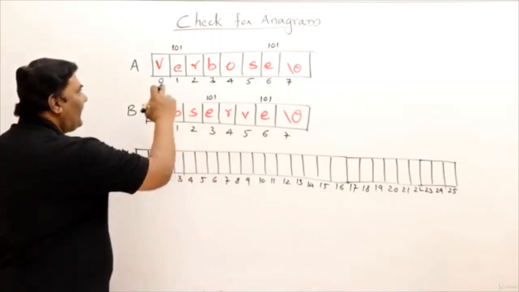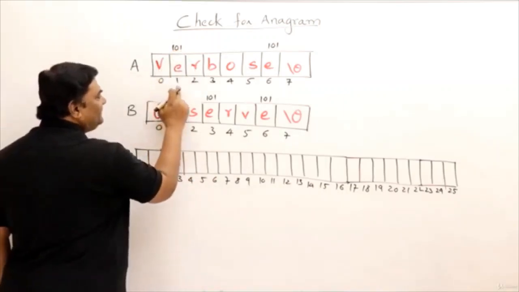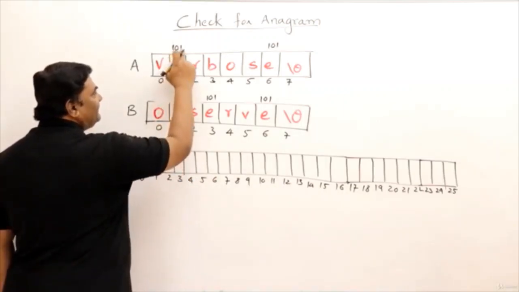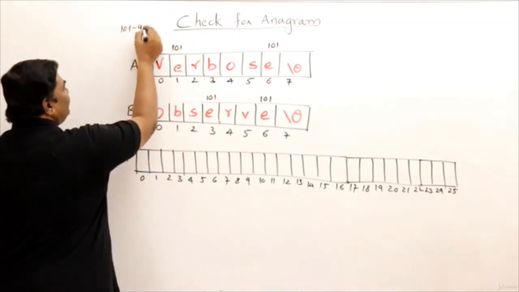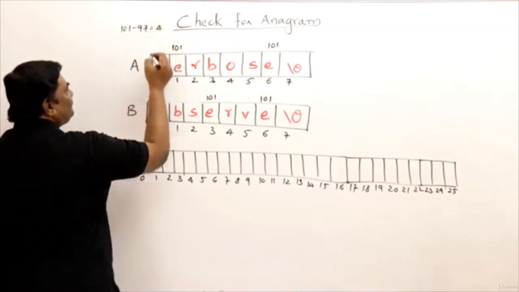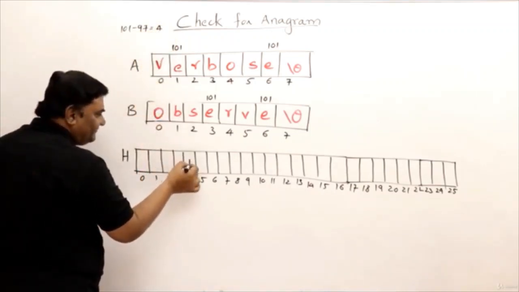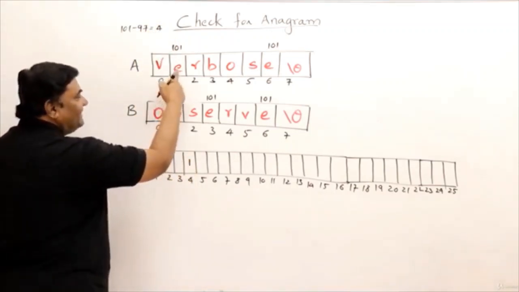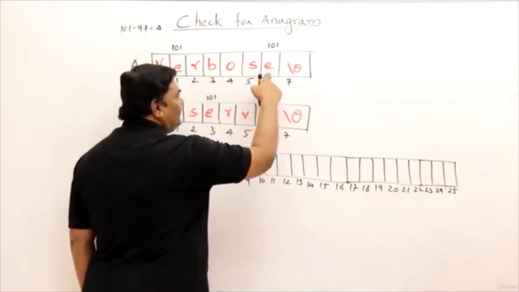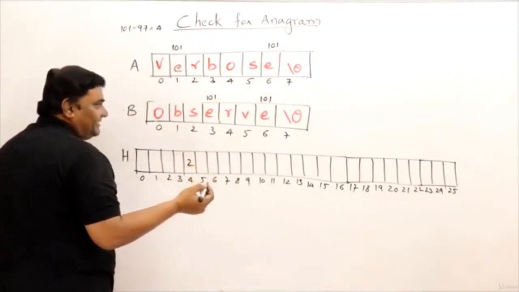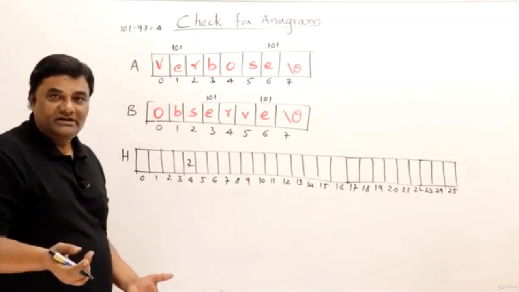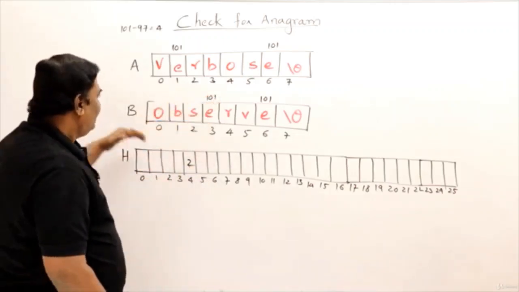How? Let us see. When we come on this alphabet E, its ASCII code is 101. So 101 minus 97 is 4. So at index 4 it will become 1. Increment, right? The next time when we get another E, again at the same index it will become 2, as we are incrementing it. Right? So I am just counting duplicates.